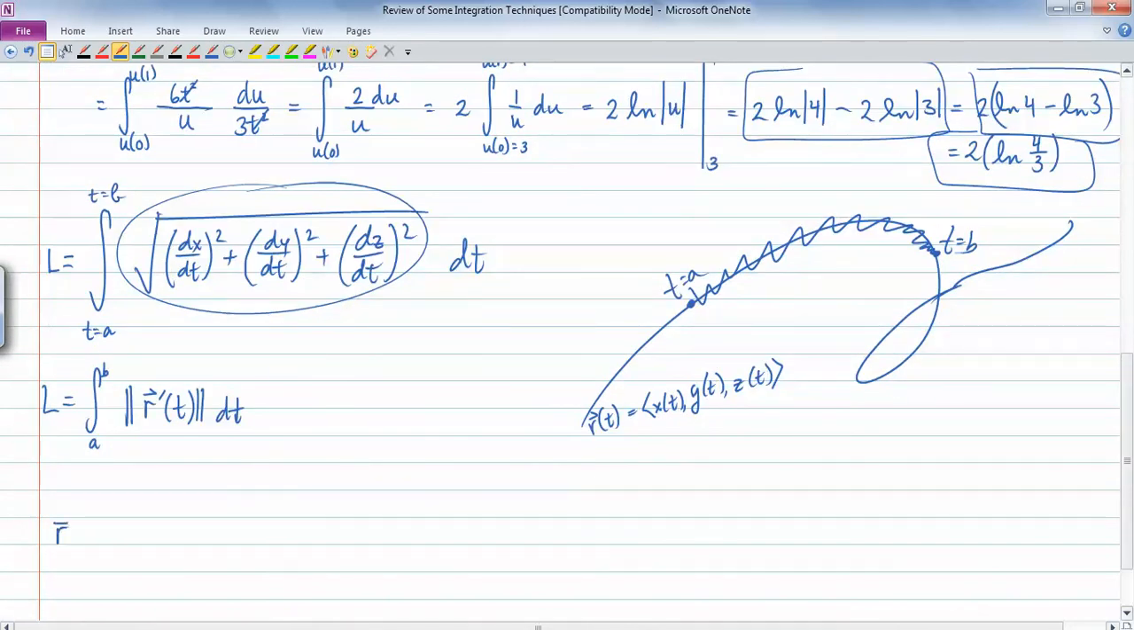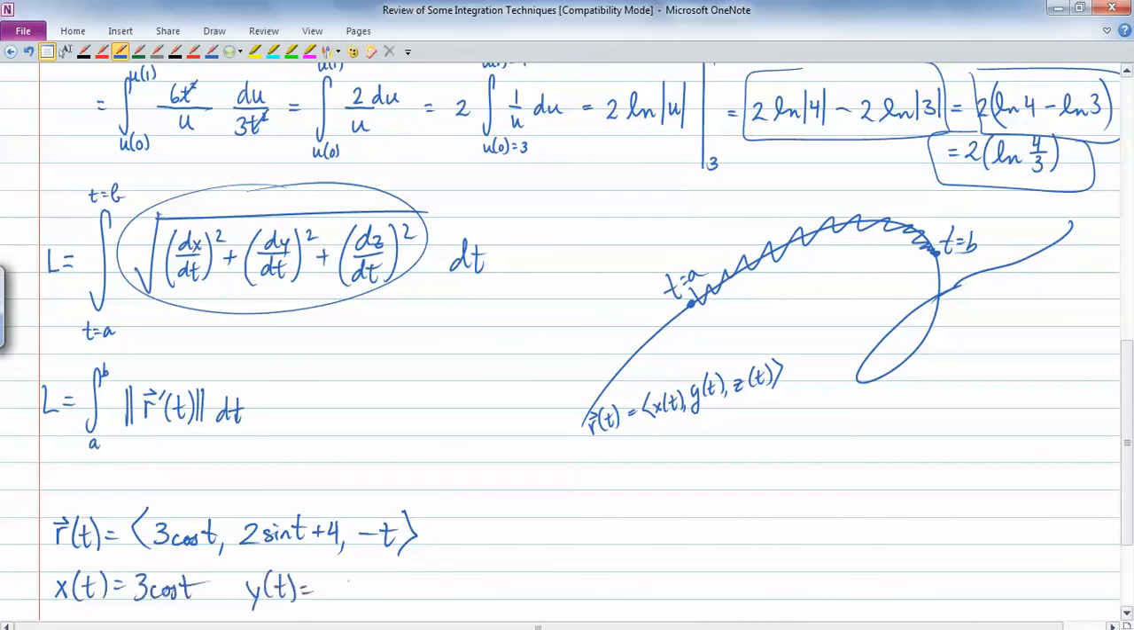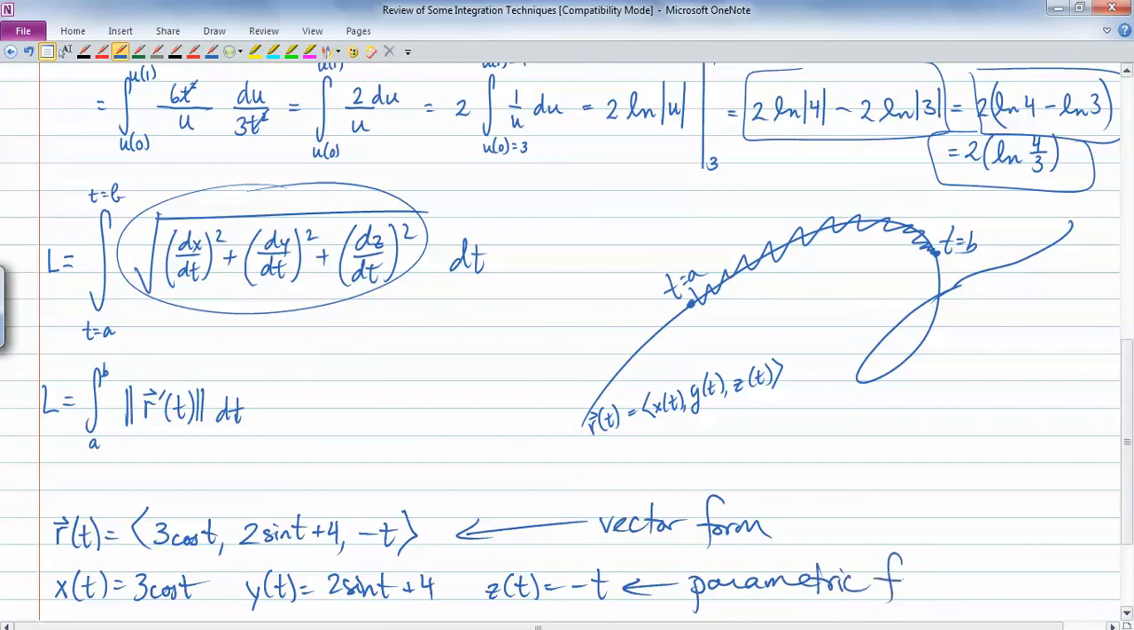So one other thing, I think the term parametric functions comes up, or parametric equations. Just remember, if you have r of t equals, I'm just going to make this up, 3 cos t, 2 sine t plus 4, and negative t, then your parametric functions are just x of t equals 3 cos t, y of t equals 2 sine t plus 4, and z of t equals negative t. That's the parametric form. So this is vector form. This is parametric form. They're really practically the same thing. But I think the term parametric form shows up a few times on the homework.